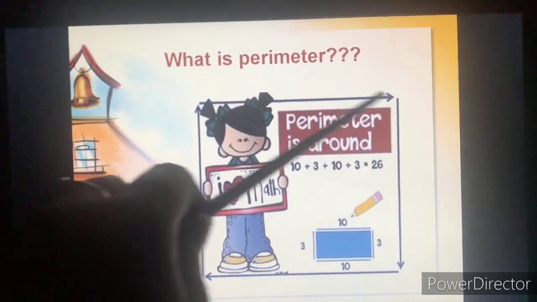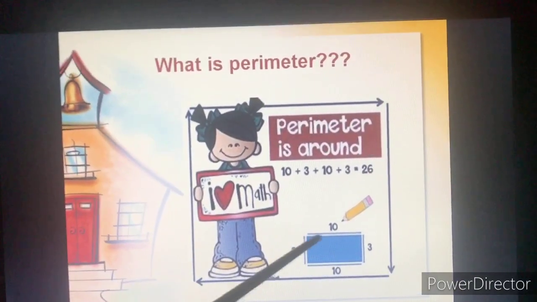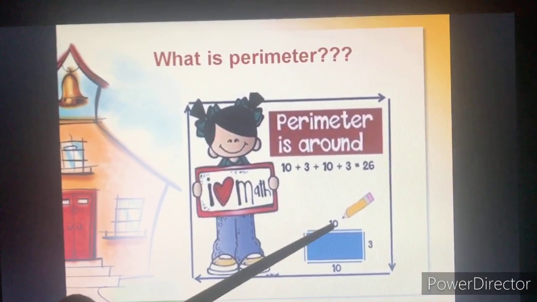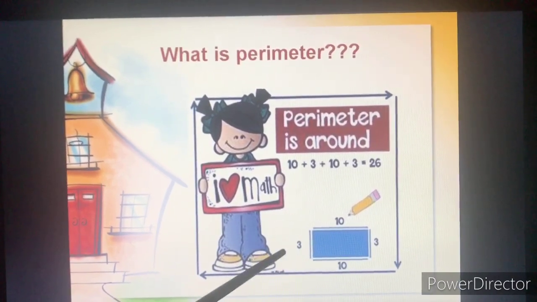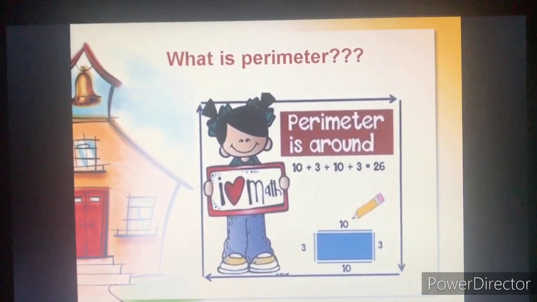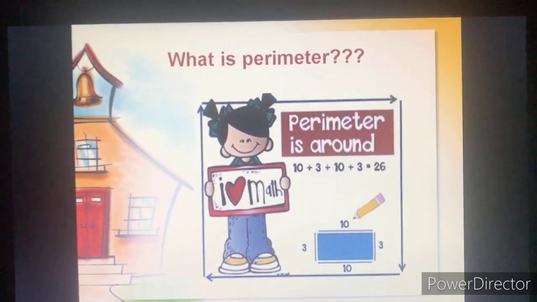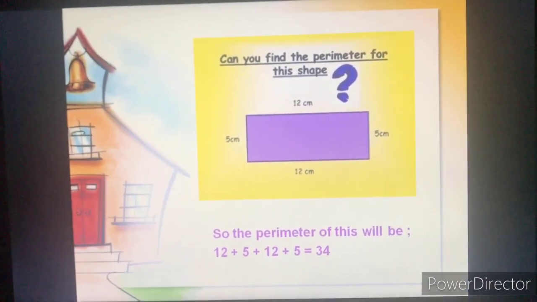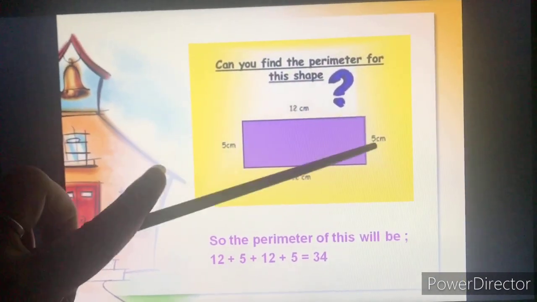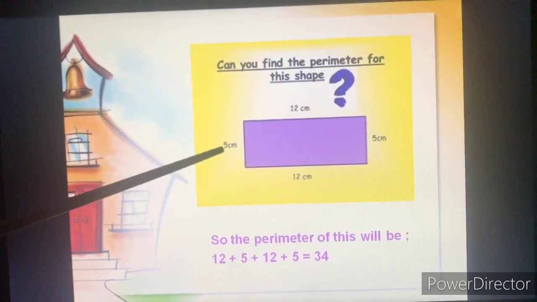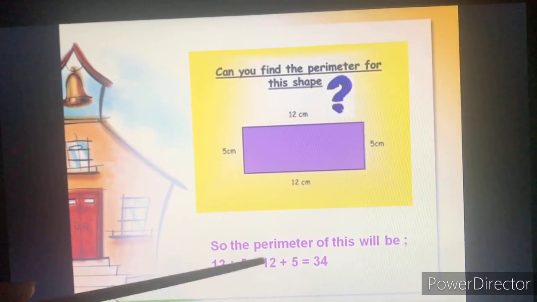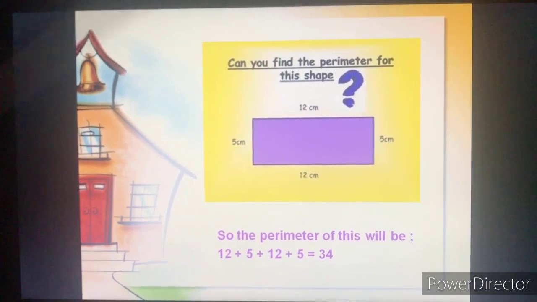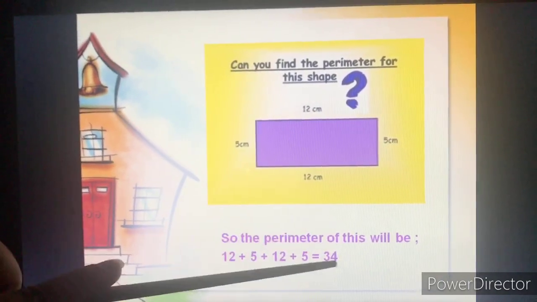Perimeter is around. See these arrows, means around of any flat shape. You can calculate the length like 10 plus 3 plus 10 plus 3 is equal to 26. So perimeter is equal to 26. So can you find out the perimeter of this shape? Easy. 12 centimeter plus 5 centimeter plus 12 centimeter and plus 5 centimeter. It makes 34. So the perimeter of this shape is 34.